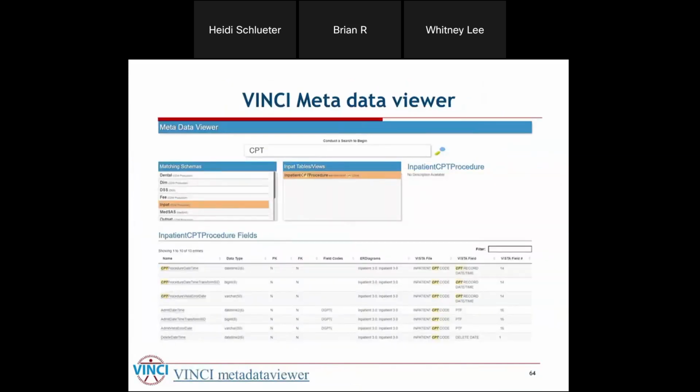Next, we have the Vinci Metadata Viewer. So this is a tool that's provided by Vinci. So you can access this outside of the Vinci space. It's through the Vinci homepage. I provide the link here.